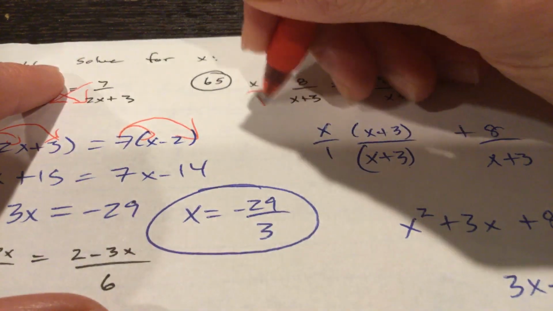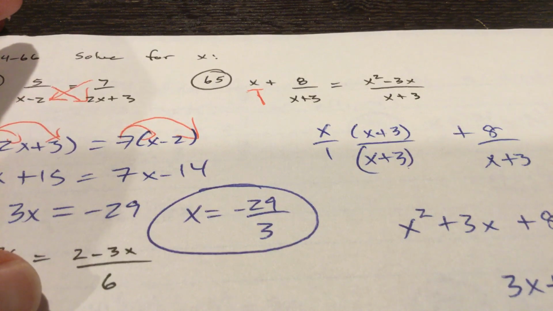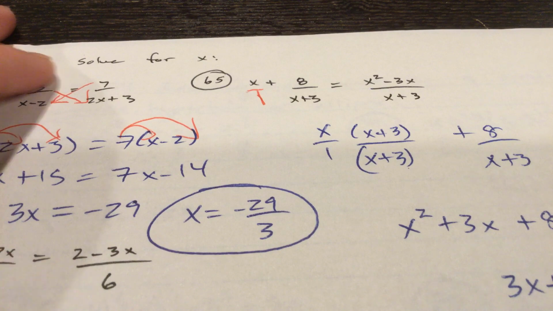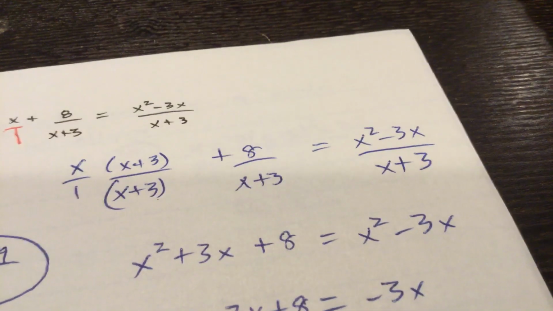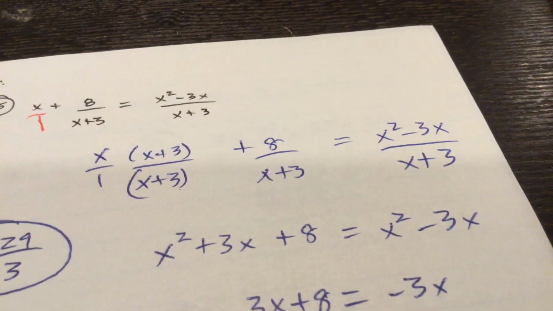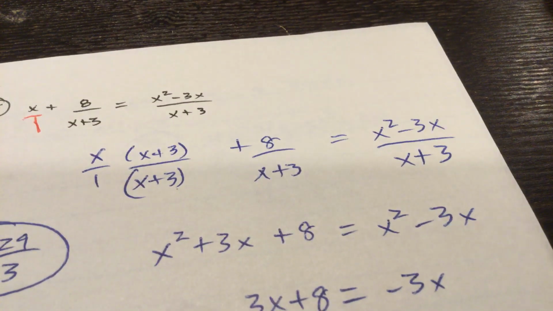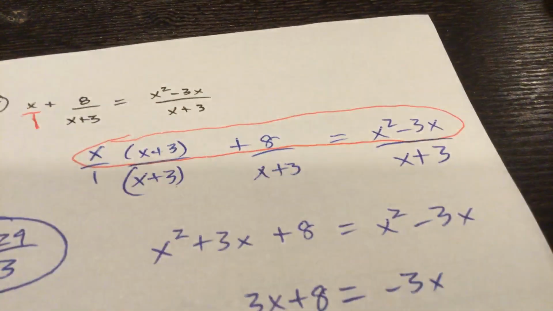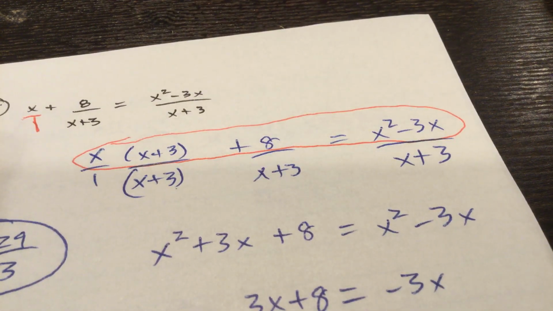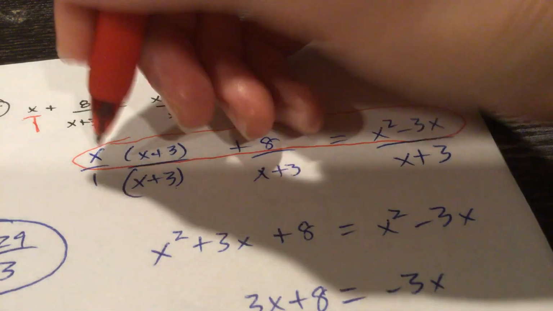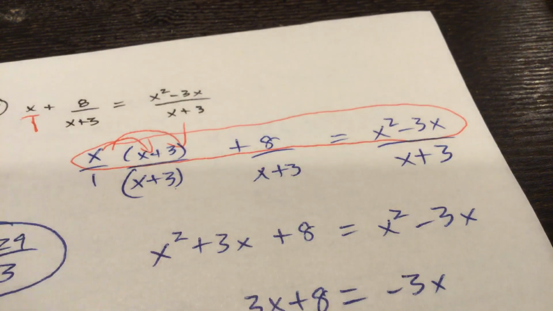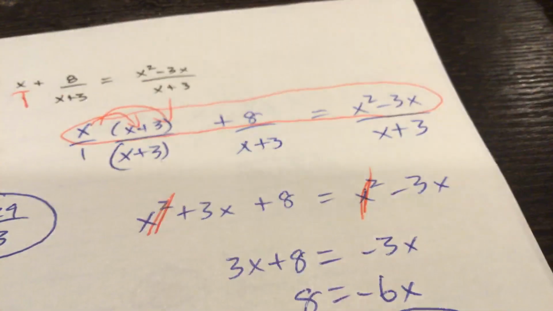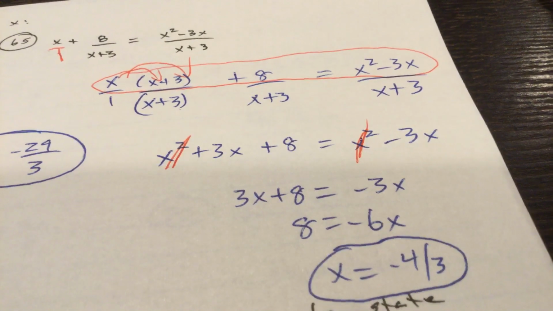On 65, x plus 1, or x over 1. That x over 1 is now a fraction. It's the only one that doesn't have x plus 3 in the denominator, so give it x plus 3 over x plus 3. Now all the denominators are the same. If all the denominators are the same, then the numerators make a correct statement. So x squared plus 3x when you distribute, plus 8 equals x squared minus 3x. The x squareds will cancel. Subtract 3x from both sides, divide by negative 6.